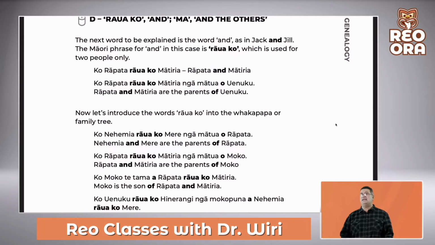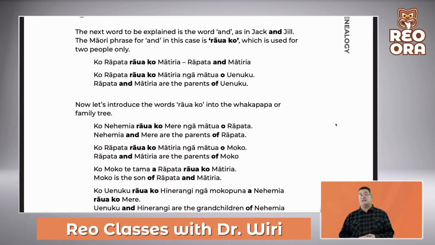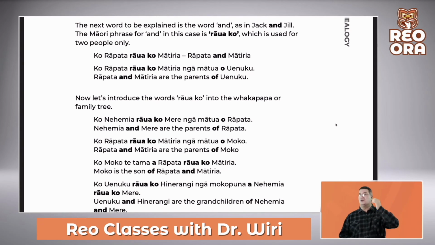Rāpata and mātiria. And if you wanted to say rāpata and mātiria are the parents of uenuku, ko rāpata rāua ko mātiria ngā mātua o uenuku. So rāpata and mātiria are the parents of uenuku.